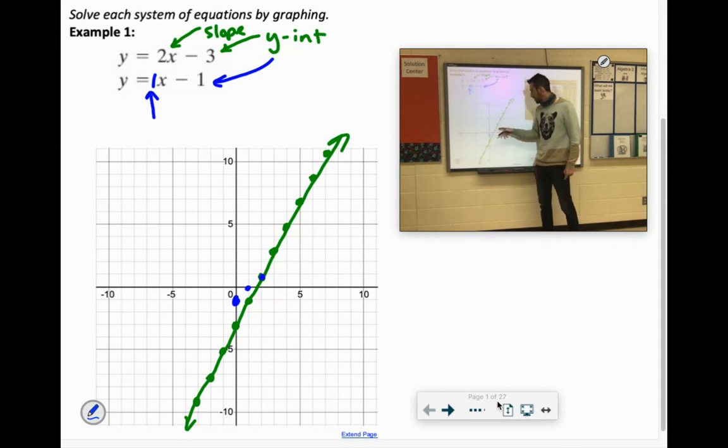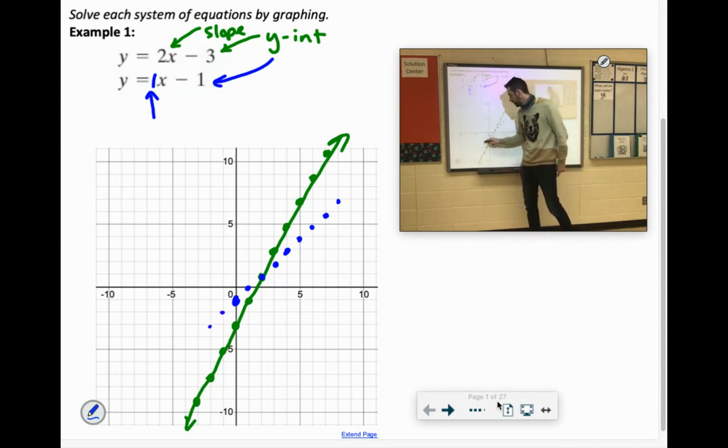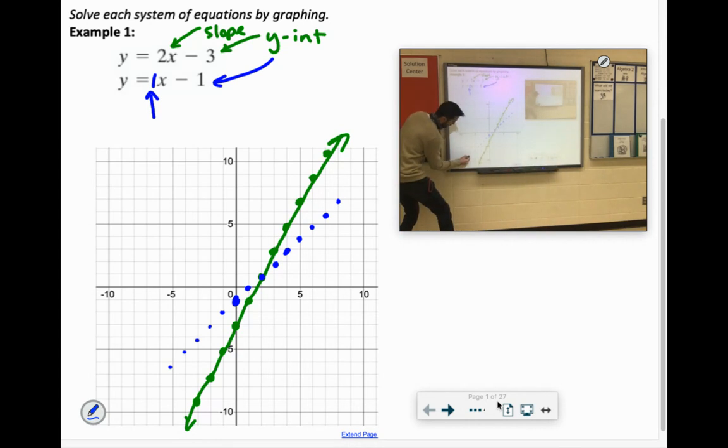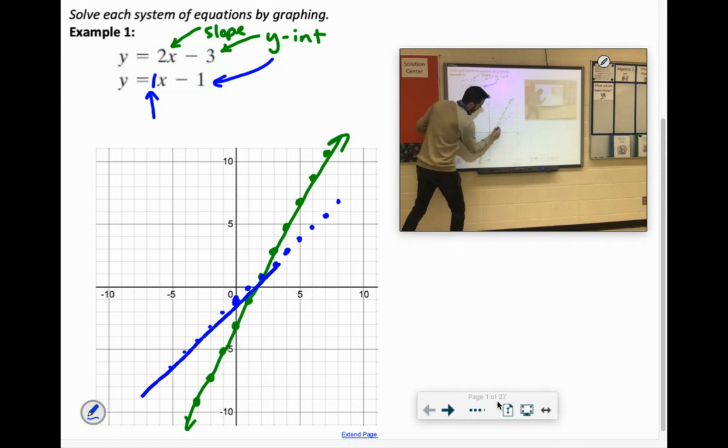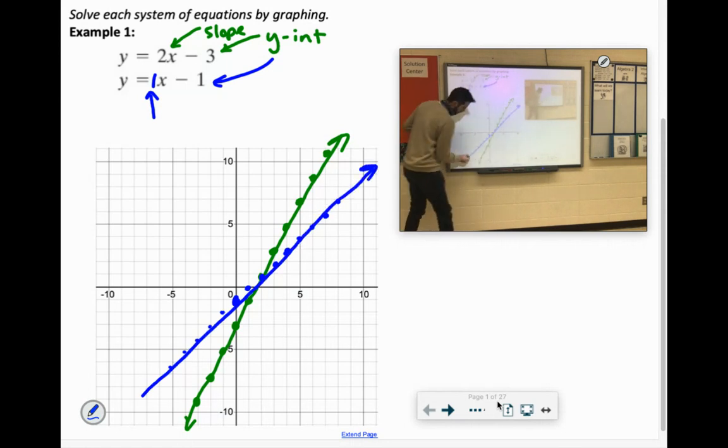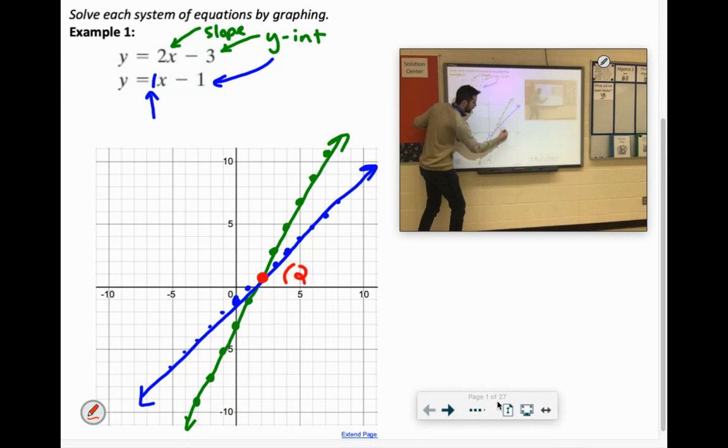Hey, that's where they cross each other. But let's make our line a little better than the last one. Keep going up 1, over 1. We can go back, down 1, left 1 as well. Now we are looking again for the place that they cross each other, which is this coordinate right here. And that coordinate is 2 to the right and 1 up. So the coordinate is 2, 1.